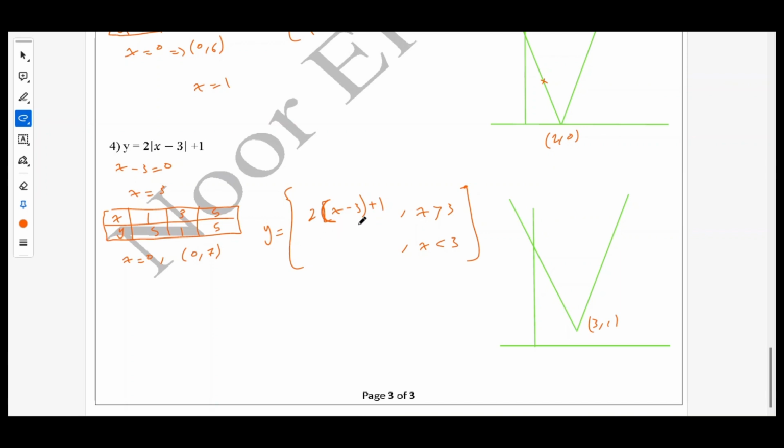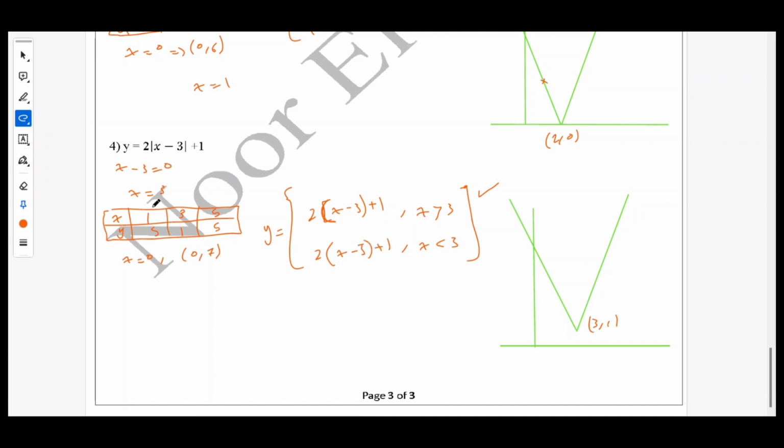Let's check whether this is correct or incorrect when x is more than 3. 5. 5 minus 3, 2. 2 by 2, 4 plus 1, 5. So this is correct. For the decreasing part, 2 x minus 3 plus 1.